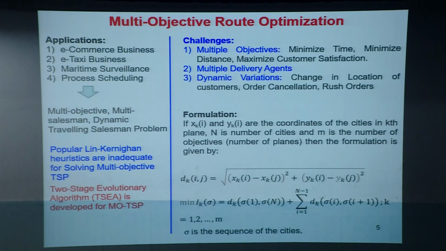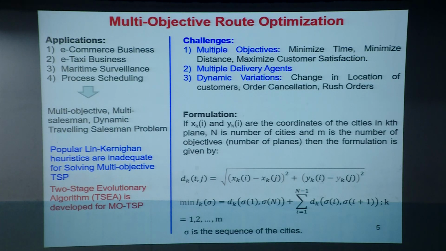Okay, so as I said, this problem is extremely important. And typically, these problems are solved using local heuristics. In fact, local heuristics like the Lin-Kernighan algorithm are able to solve even problems with 10 lakh cities. But the problem with these local heuristics is, if you look at real life applications like e-commerce business, e-taxi business, maritime surveillance, or even process scheduling, they involve multiple objectives.